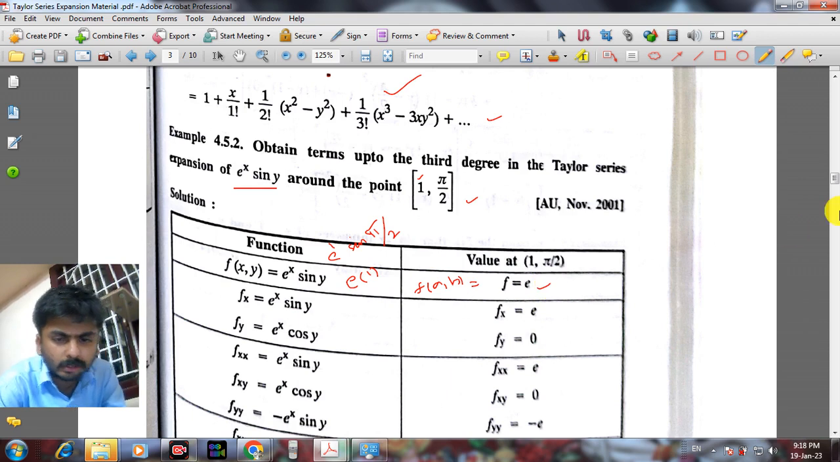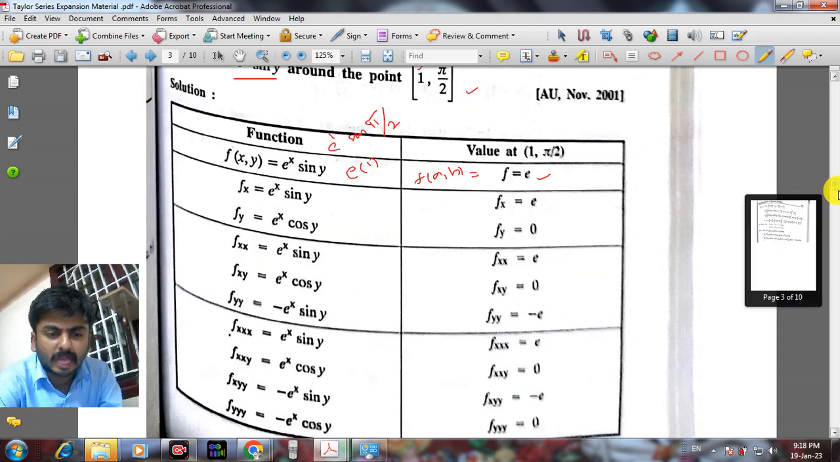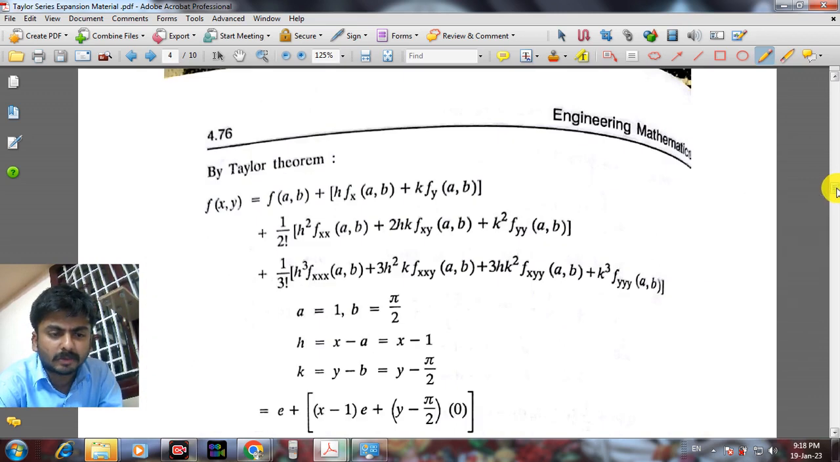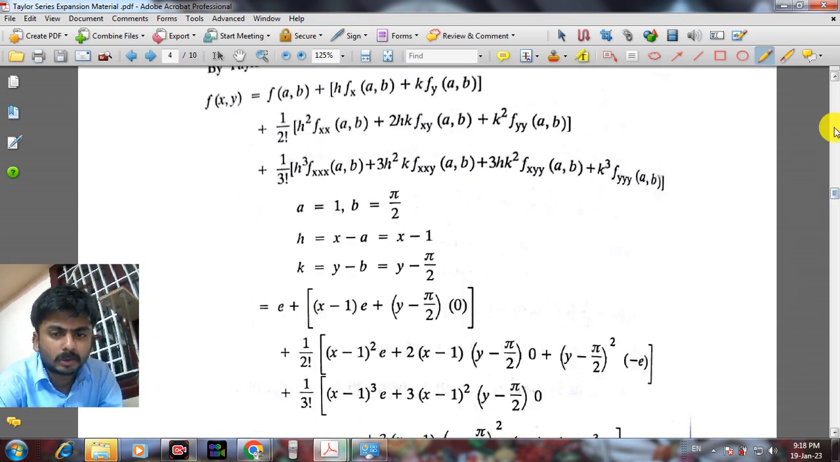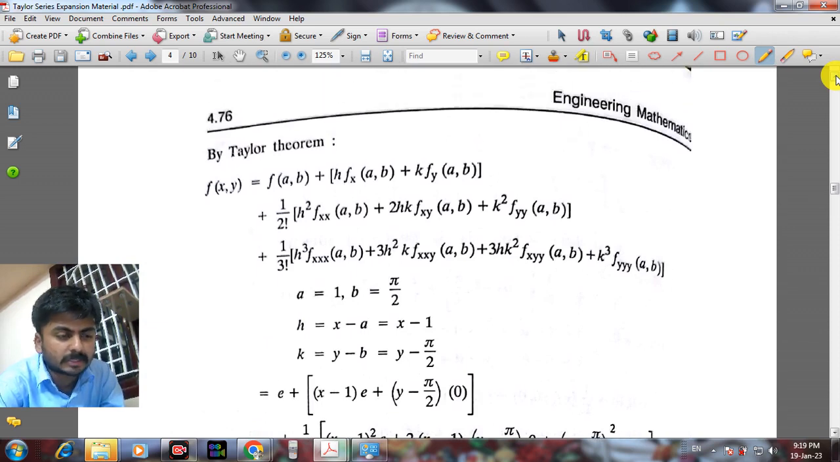In the same way we want to proceed, and finally we are having a formula. In that formula we want to substitute. You know how to easily memorize the formula. Actually it is not memorizing, you have to understand what kind of expansion this is. This is nothing but f of a comma b. I am repeating the formula for the third time, I think, for you to understand.